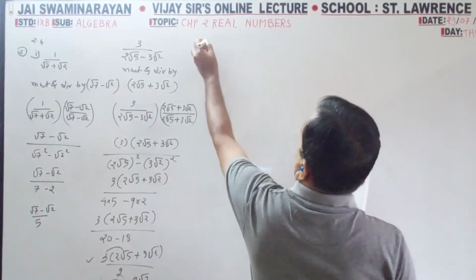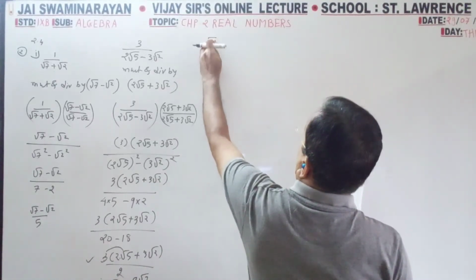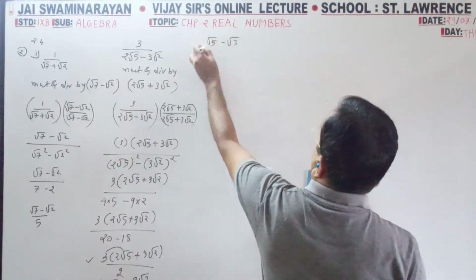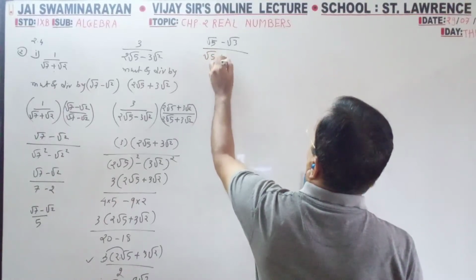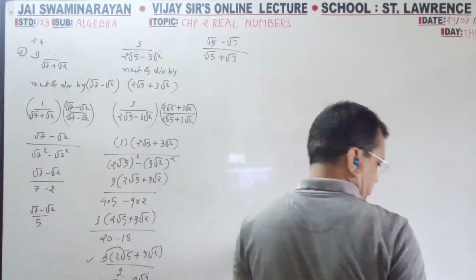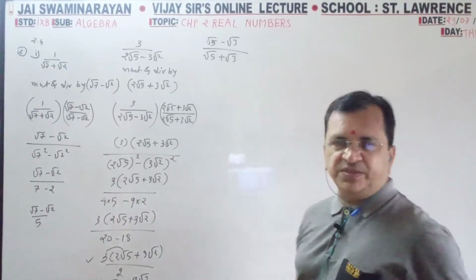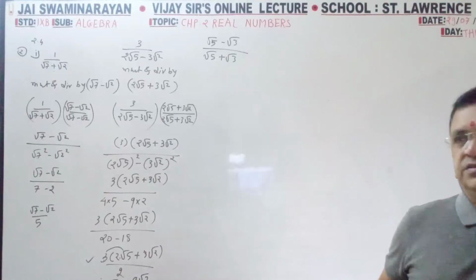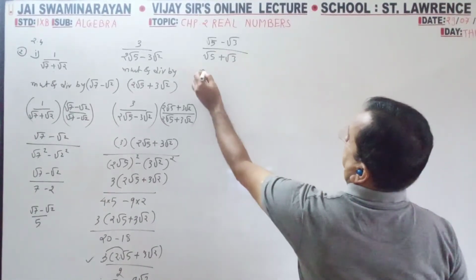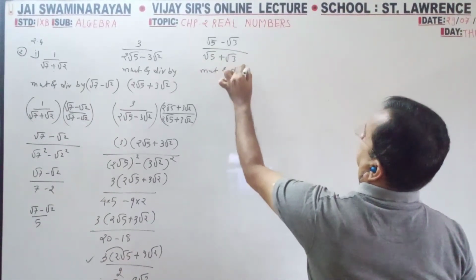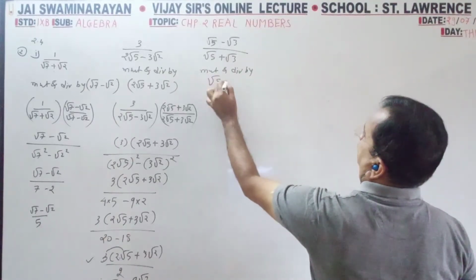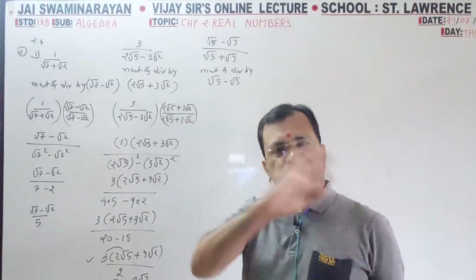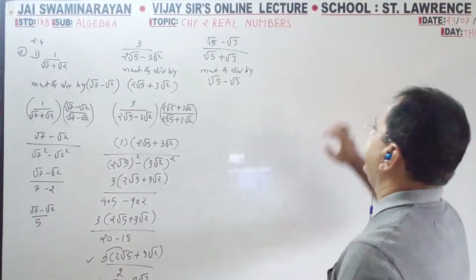Next one is very important and interesting. Root 5 minus root 3 over root 5 plus root 3. Now they have given a plus b, so we'll multiply and divide by root 5 minus root 3, the opposite of the denominator. Middle sign you have to change. Multiply and divide.